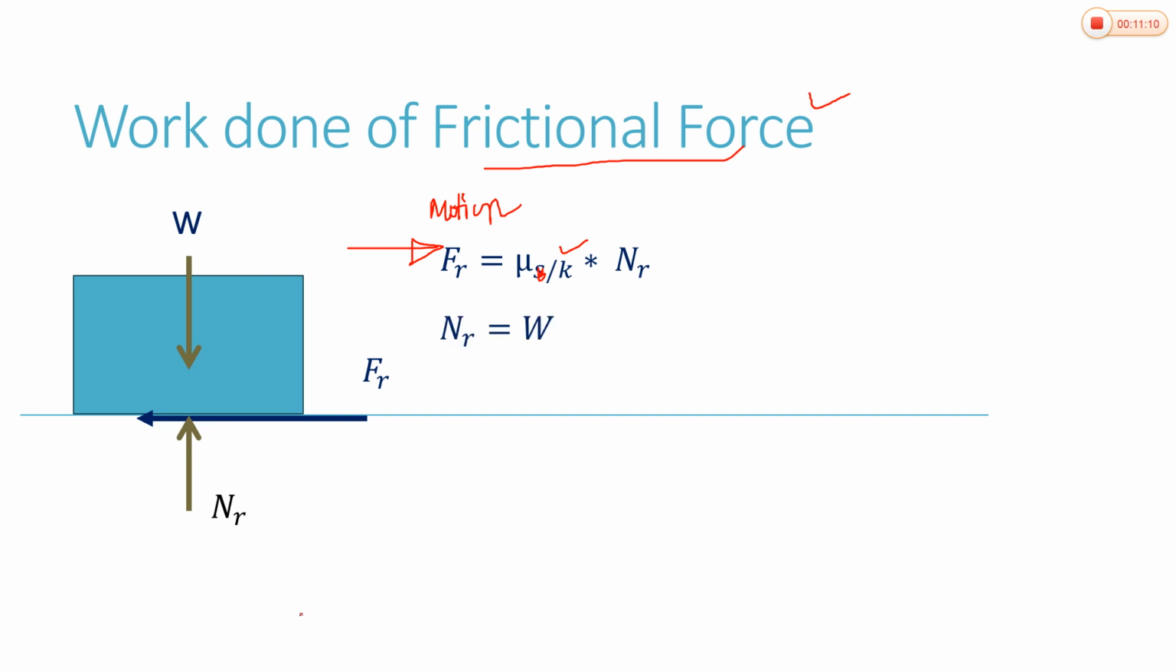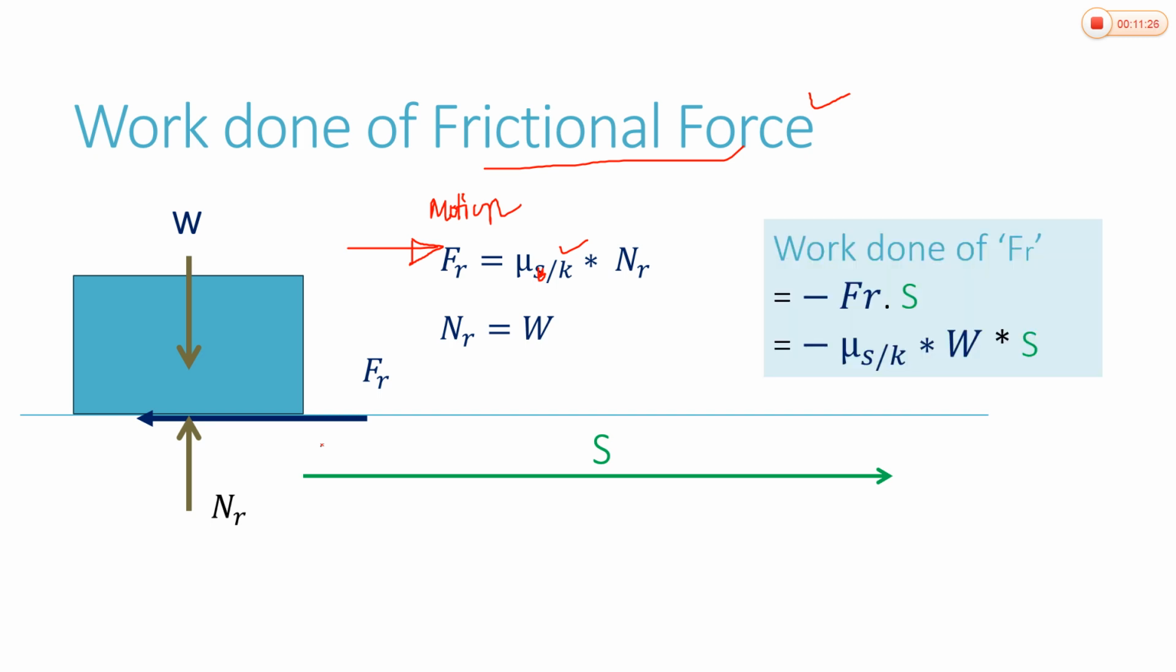So normal reaction equals W if the object is kept on a horizontal surface, and in this way we are going to calculate the work done if the object is displaced by this amount s. Then the work done of this is what? Force into displacement.